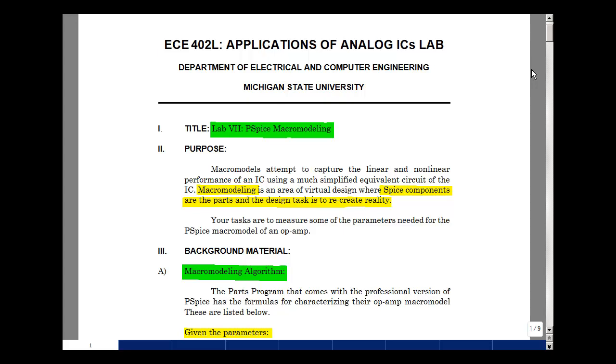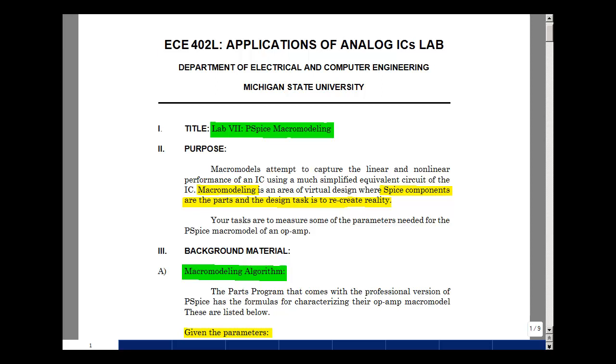Lab number 7 is entitled PSpice Macromodeling. The purpose of macromodels is an attempt to capture linear and nonlinear performance of integrated circuits with a much simplified equivalent circuit. Macromodeling is an area of virtual design where we use SPICE components as parts, and our design task is to recreate the reality of the part in lab.